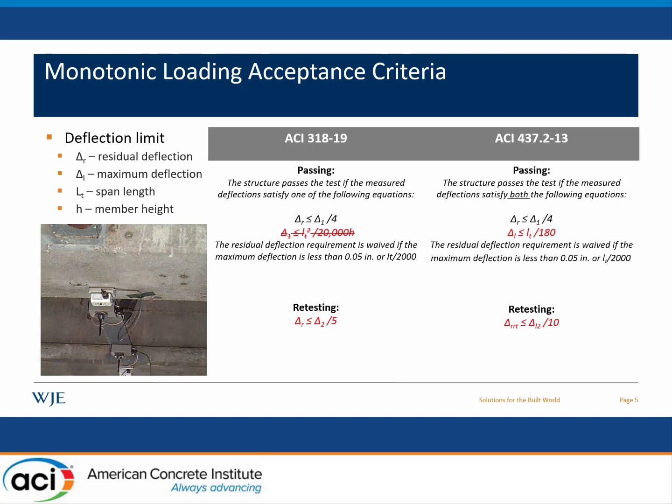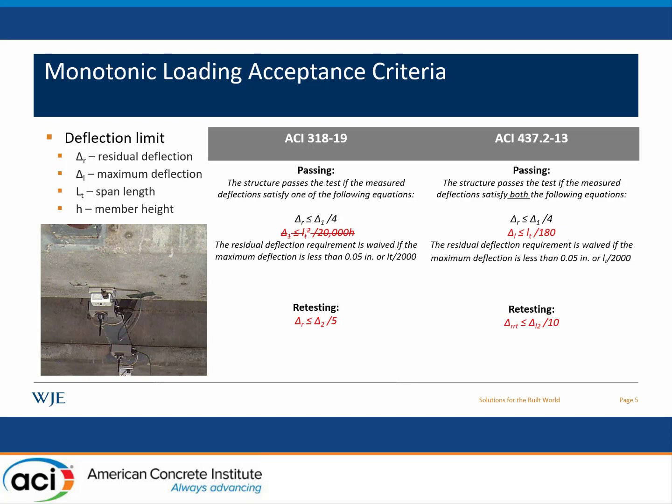On the other hand, we had ACI 437.2, which also had two equations for acceptance criteria for the monotonic load test. The first is the residual deflection, same as ACI 318. The second is a limit deflection of L divided by 180. You can see it's a different limit, and this leads to some discrepancies, as I will show in an example later in this presentation. You can test the same member under the same exact test load, calculate the acceptance criteria from each code, and get different results. We are currently working on fixing that by considering in ACI 437 to remove that maximum deflection limit and just use it for retesting. And for retesting, we also had two different criteria, which ACI 437 is currently considering matching to ACI 318, so we have some unification here.